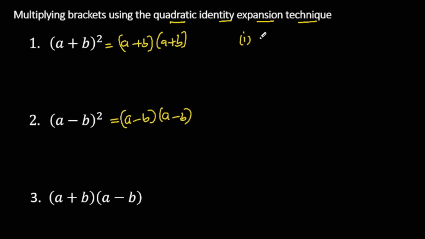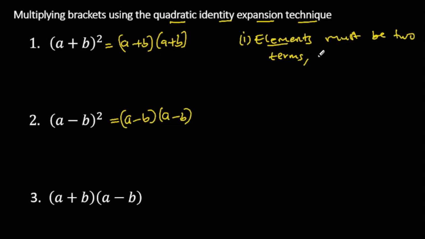For us to be able to use this technique of expansion, we need to understand three rules that guide this technique. These three rules are as follows. Number one, the elements inside the brackets must be 2, and they must be separated by either a positive or a negative sign, or a combination of both. So the elements must be 2, and when we refer to elements, we refer to terms.